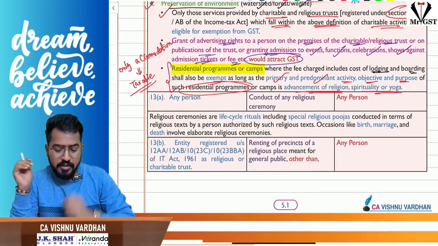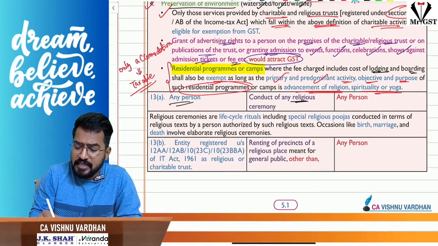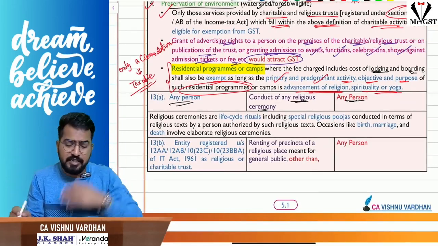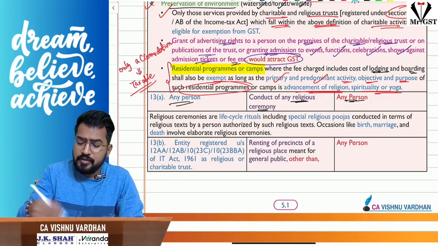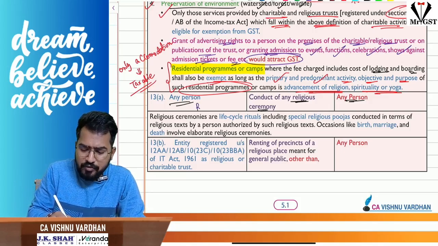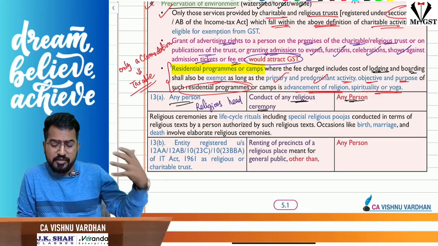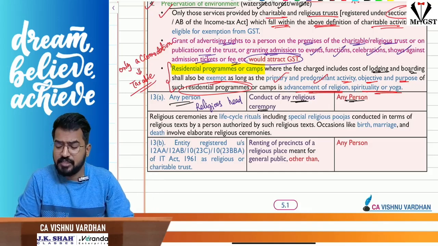Next, the next entry is all about any person who is conducting any religious ceremonies, providing services to any person. See, any person here means who will obviously be conducting the religious ceremonies, maybe the purohit, maybe the priest or somebody, etc. That particular religious head provides services of conducting the religious ceremonies to any person.